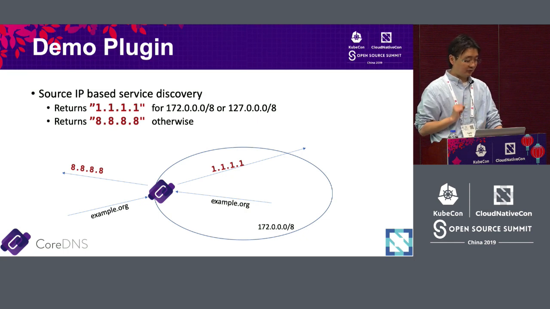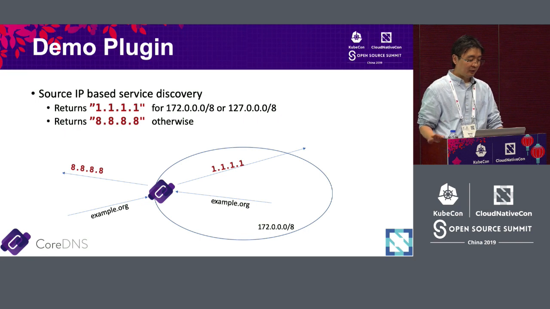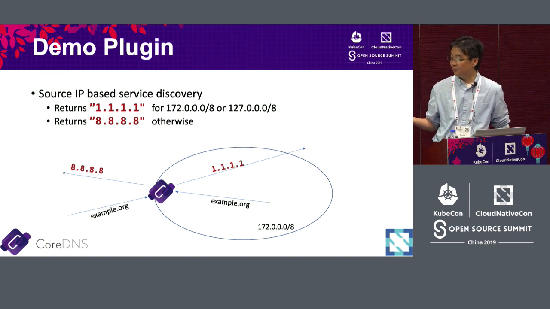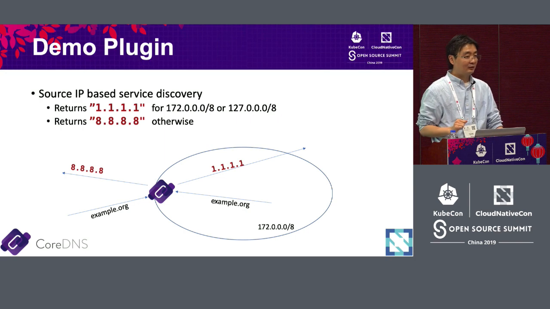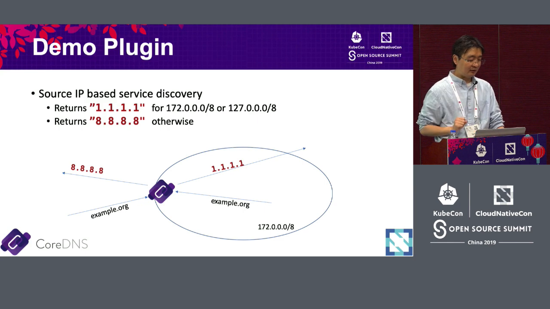If a query is from outside, and your query is example.org, let's say for some testing purpose, we're just going to return your IP of 8.8.8.8. It may carry some meanings, but it's probably relevant. Let's say internally, if a node tries to query the DNS with a record of example.org, it's going to return a different IP address. Let's just assume it's 1.1.1.1. So that's a setup we want to demo in this demo plugin.